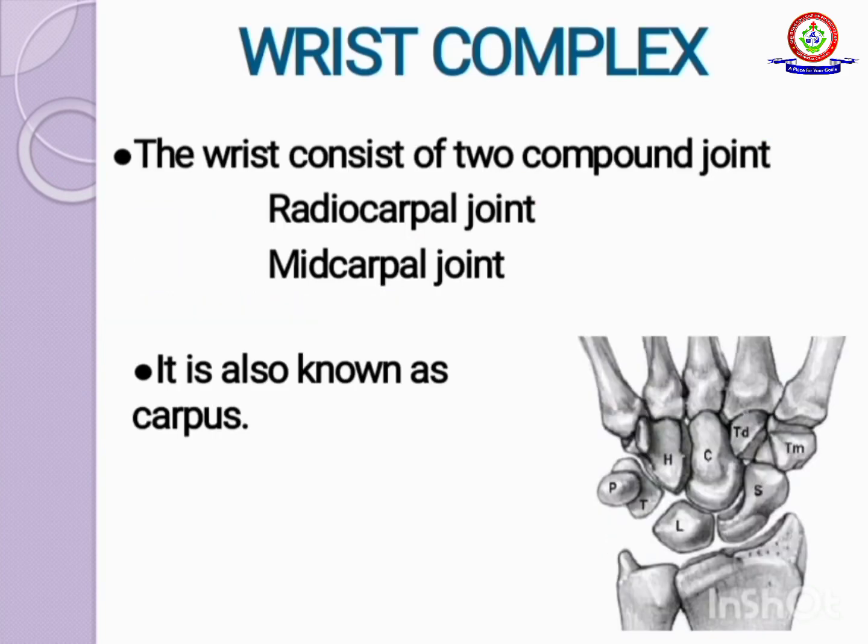Today I am going to present about the wrist complex. The wrist complex consists of two compound joints, that is the radiocarpal joint and the midcarpal joint. The wrist complex is also known as the carpus.